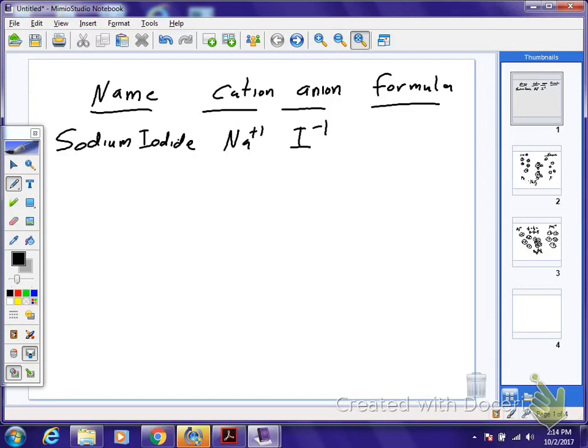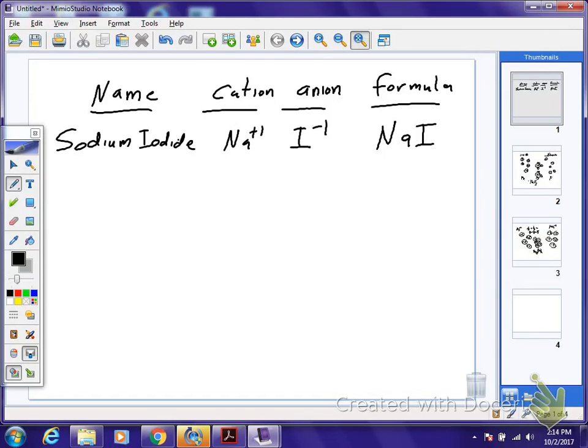What is the formula for sodium iodide? NaI. Do I need any subscripts changing how many I have of each one? No. They're equal. You like those that are equal and they're the same and opposite charge, because then all you have to do is write one of each and you don't have to worry about it.